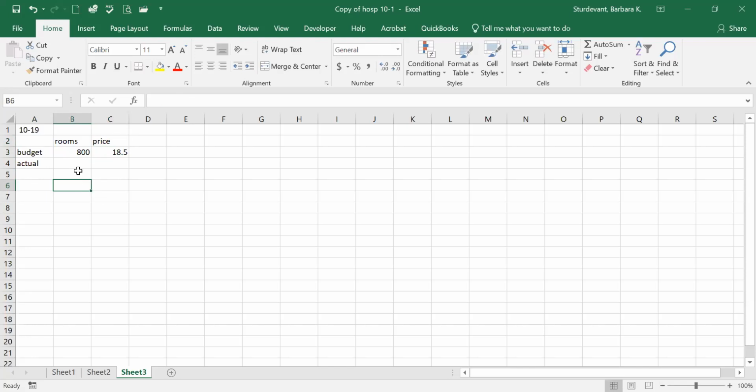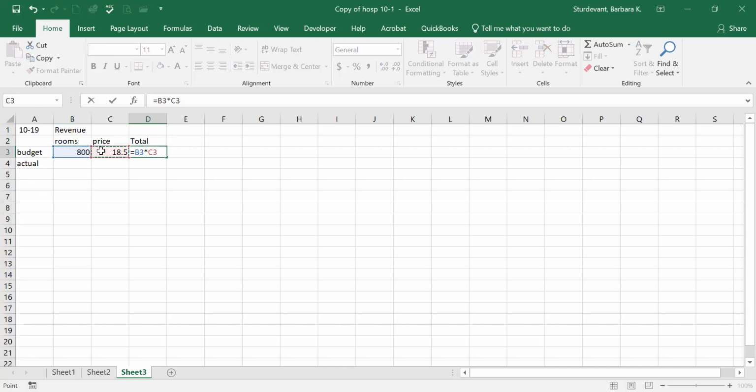Okay, so we're talking revenues here. Let me just stick that up here. So our budget would be the number of rooms times the price per room. Okay, that's our budget for the week. And then they give us information to calculate the actual.